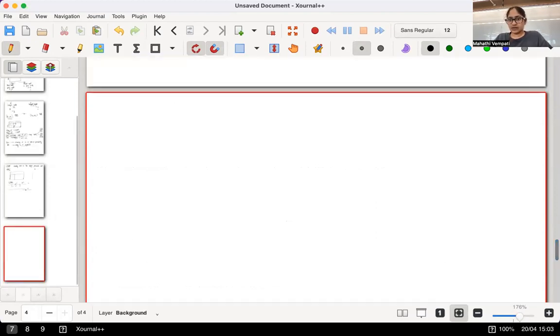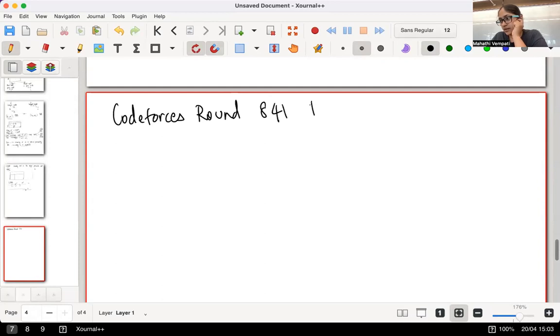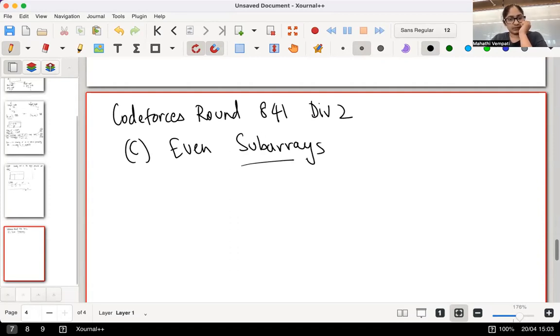So this is Codeforces Round 841 Div 2, problem C, Even Subarrays. So the problem is, you're given an integer array. Find the number of subarrays whose XOR has an even number of divisors.